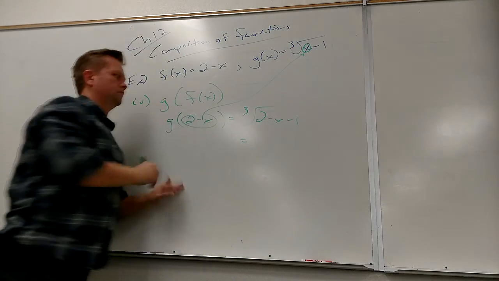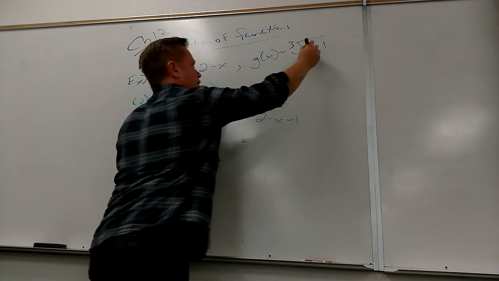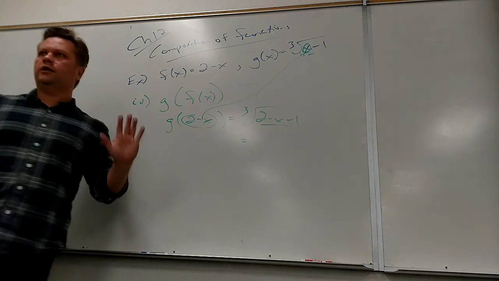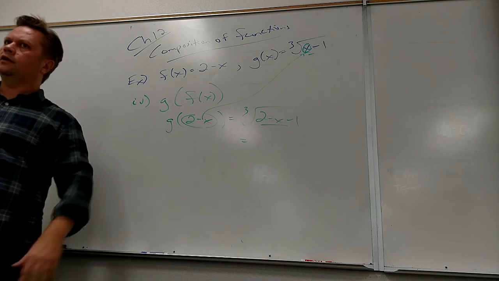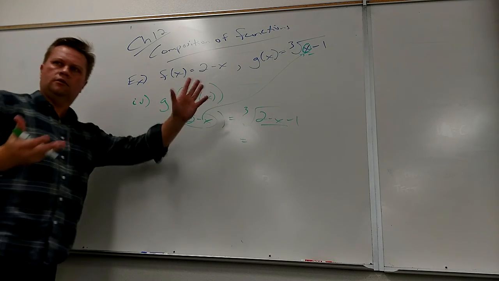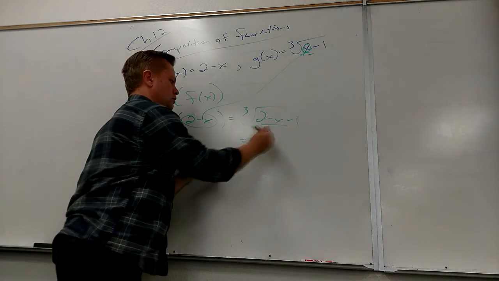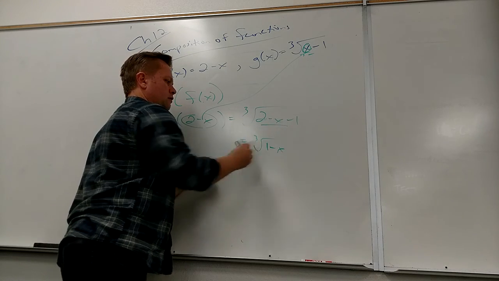And what do you get? So you see that? I replaced x with what was in here. That's all I did. And now you simplify it if you can. And of course, what do you get there? Nothing major. Cube root of 1 minus x. Bam.